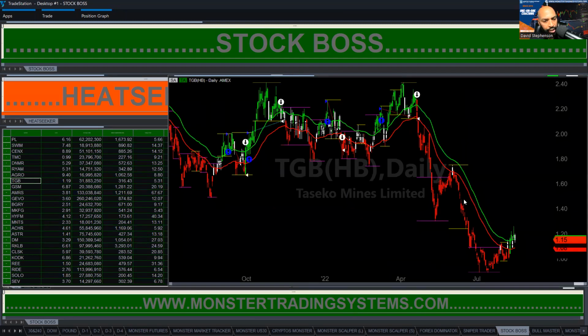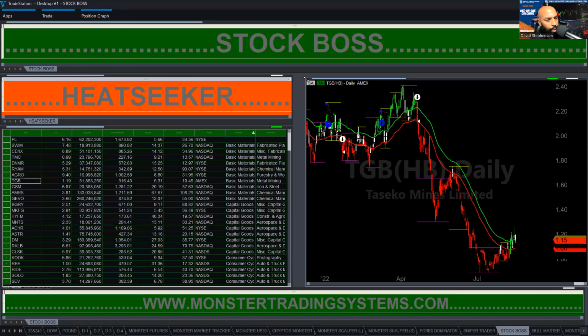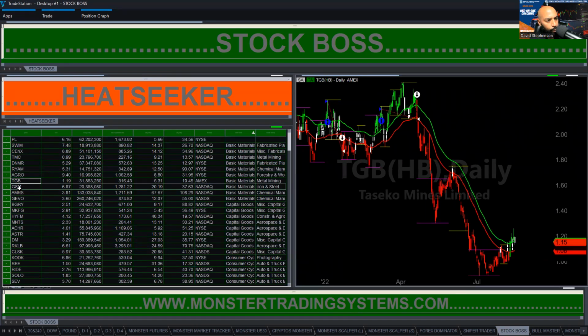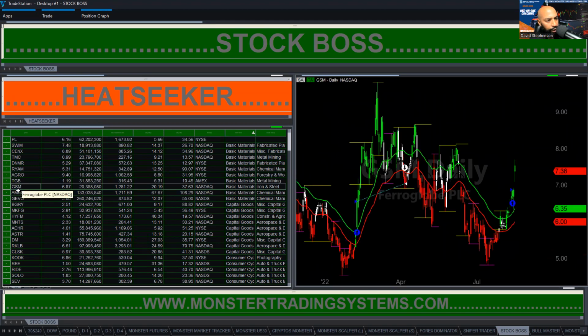Good markdown phase here. Price is building, all right? Broke resistance, and we're waiting for a buy signal. Nothing here.